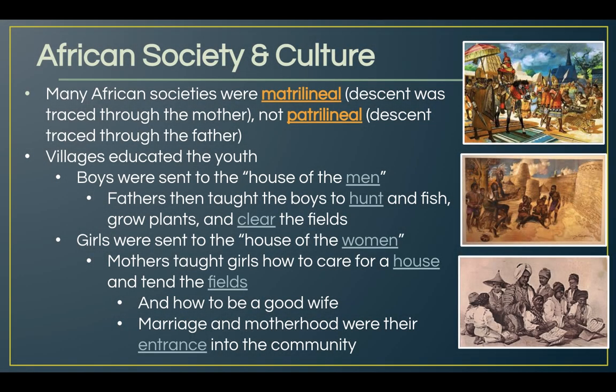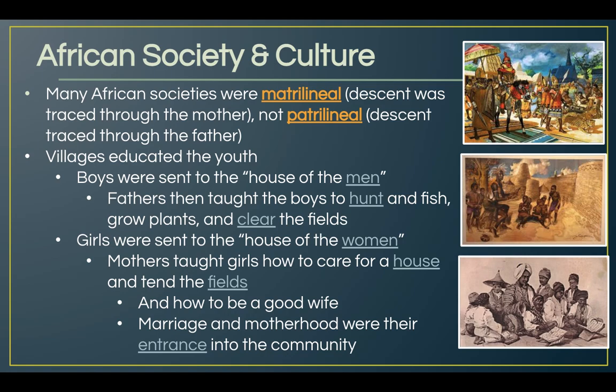Okay, so many African societies were actually matrilineal. So in like Europe, for example, it's all patrilineal. Okay, so matrilineal means that descent is actually traced through the mother, not patrilineal, where descent is traced through the father. So we are more patrilineal because when we have kids, usually the kids have the father's name. Okay, so usually you see like the husband and wife, they have kids, they all have the same last name as the father.